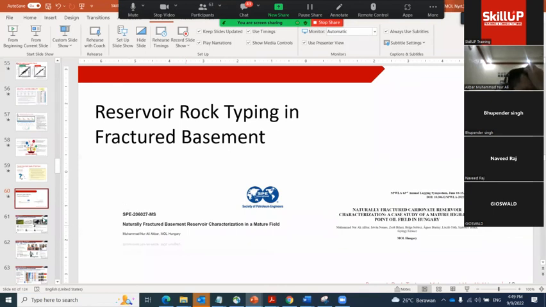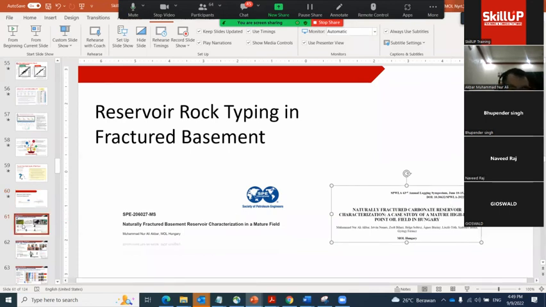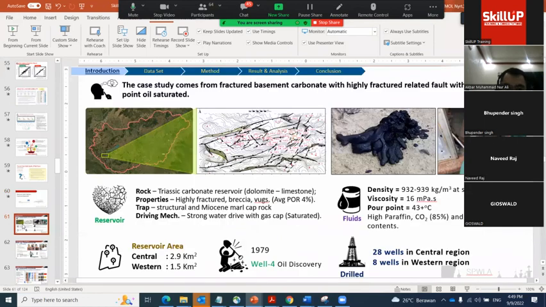Okay, great. So actually, this is one of my newest papers related to natural fractured basement, how we create the rock typing in this natural fractured basement. This paper was chosen as one of the best papers at the PWLA conference last time in Stavanger in June. What I'm going to share with you here is one of the case studies in Hungary.